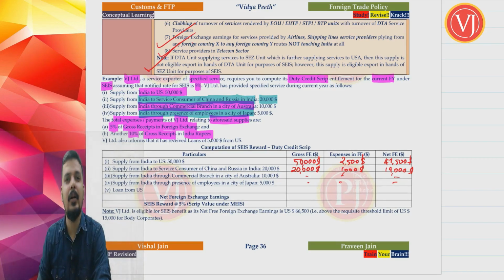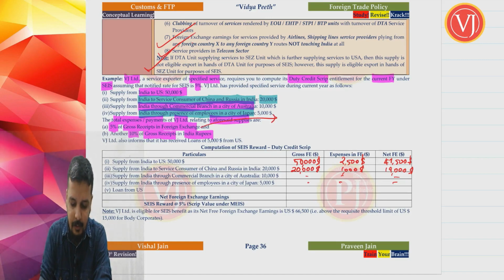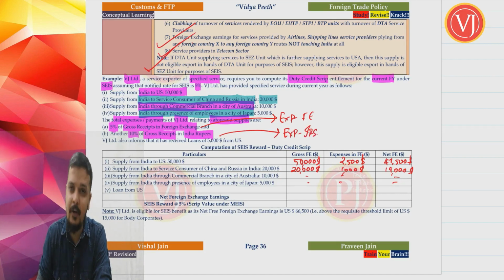Now when you are talking about deduction, what you are going to deduct is only the expenses in foreign exchange. The expenses in foreign exchange you are going to deduct. The expenses in Indian rupees you are not going to deduct. That is an important point. Expenses in foreign currency, that amount you are going to deduct, and expenses in Indian rupees, please do not deduct.